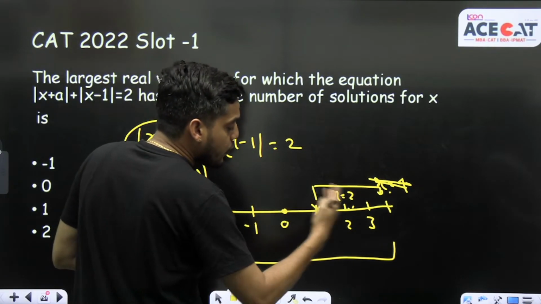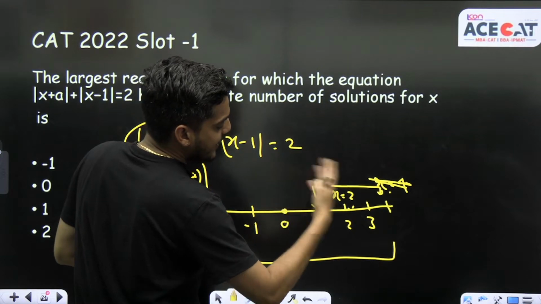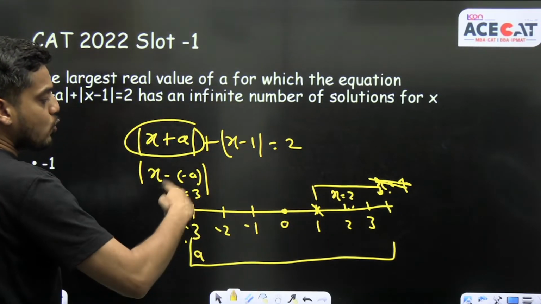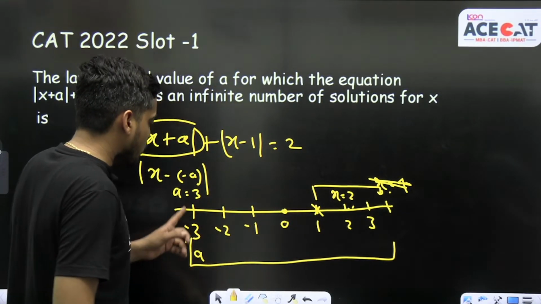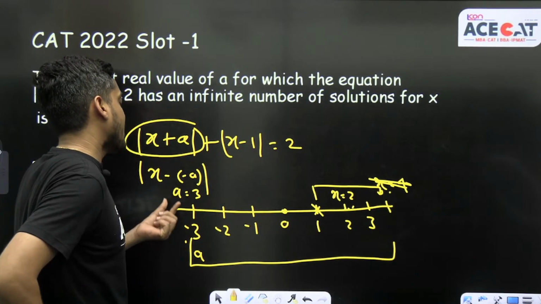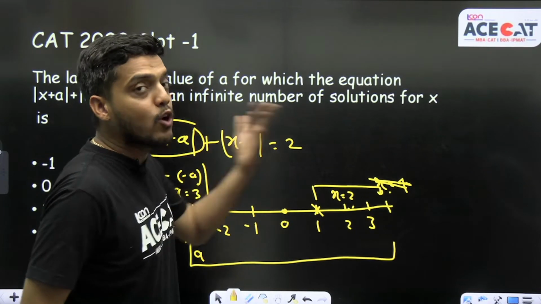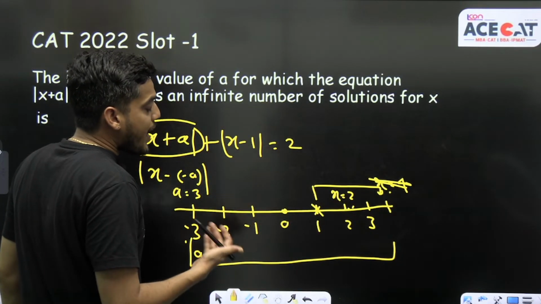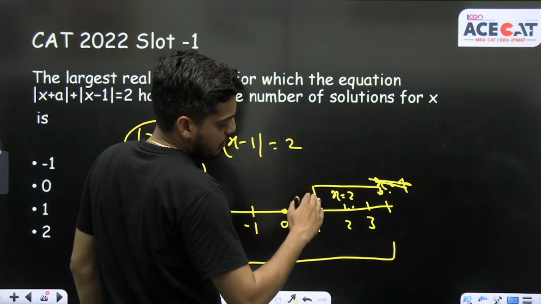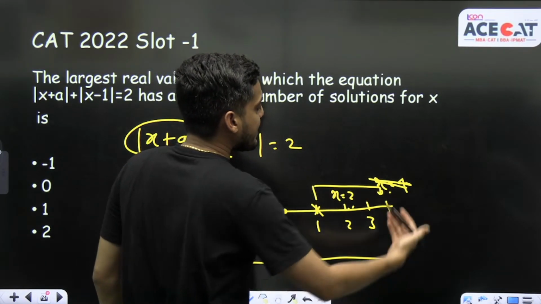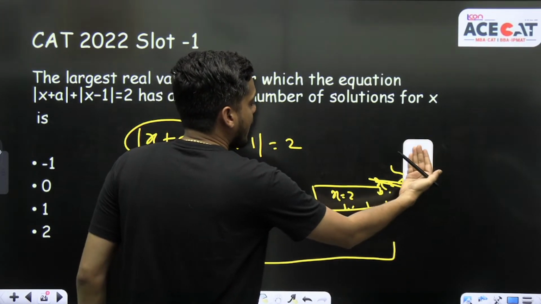But if you are taking x on the right hand side of a, then definitely it will be a negative value. We are finding for minus a, so it will be a negative value. So definitely the sum will be more than 2. Are you getting my point? So x cannot be on the right hand side of 1, guys. x cannot be greater than 1.